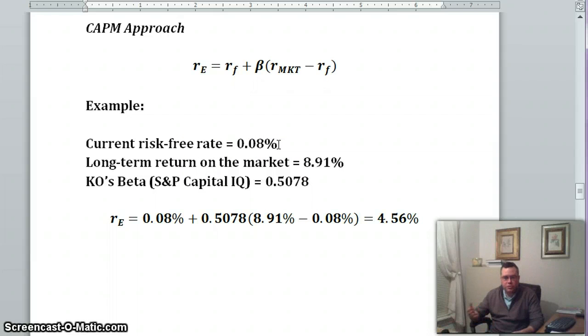Some people like to use the short-term risk-free rate. Some people like to use long-term government rates. My personal preference is to use short-term, so that's what I picked out here, which is very, very low rates right now. Short-term U.S. Treasuries are 0.08%. Then let's do the return on the market. I used 8.91%. Where did I get that from?